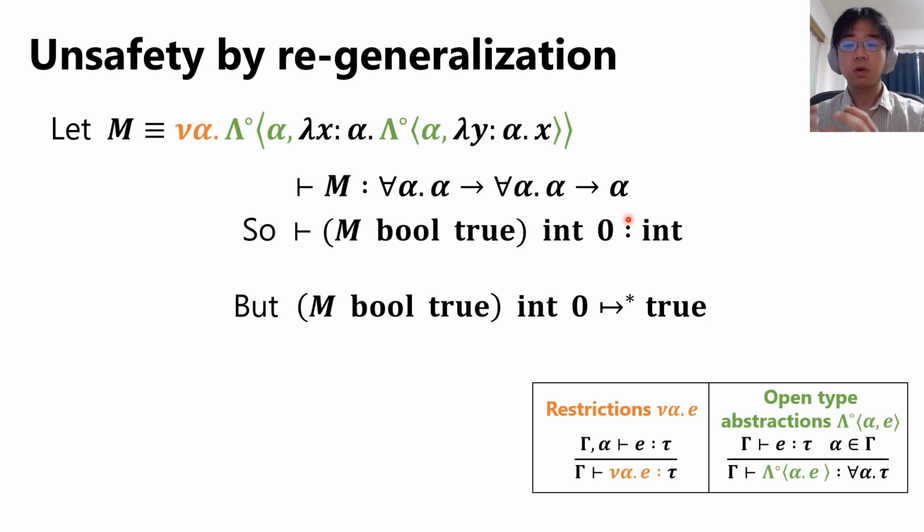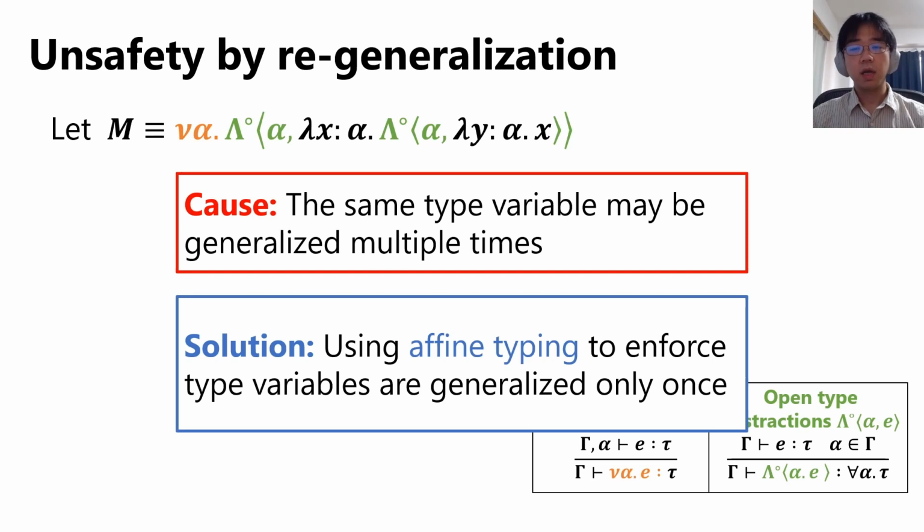The root cause of this unsafety is in regeneralization of type variable alpha. In general, we need to enforce that the same type variable is generalized at most once. So to enforce it, we use affine typing, but this talk skips the details of using affine typing. So please see our paper for detail.